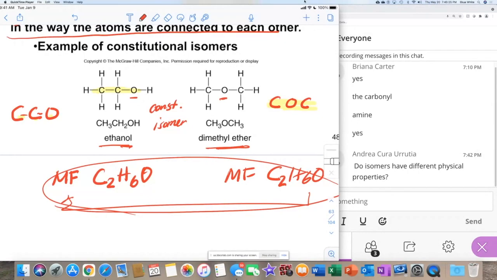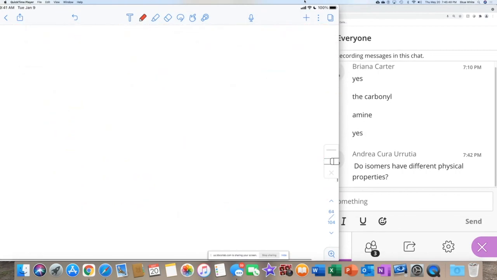They'll have different behaviors. Well, this alcohol is drank. This one here is not drank, not for drinking. This is an ether. It has very different behavior from the alcohol, right? Very different behavior.